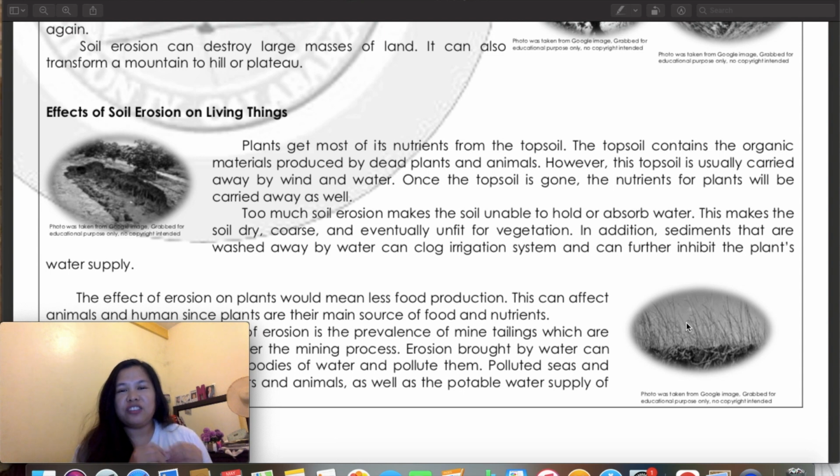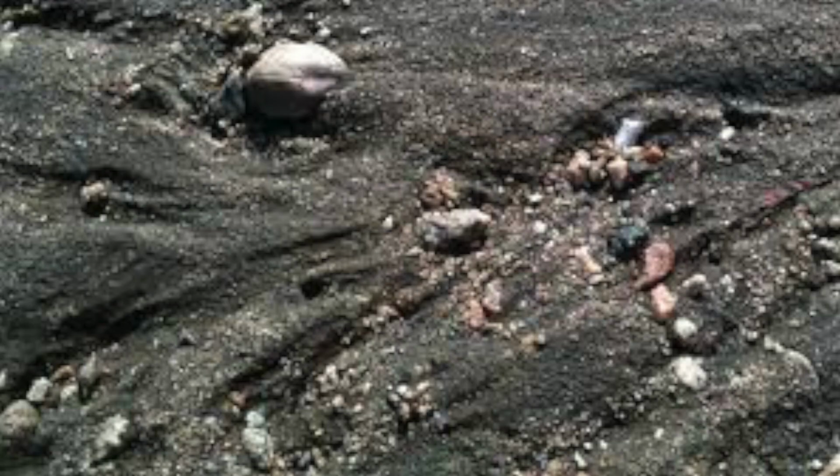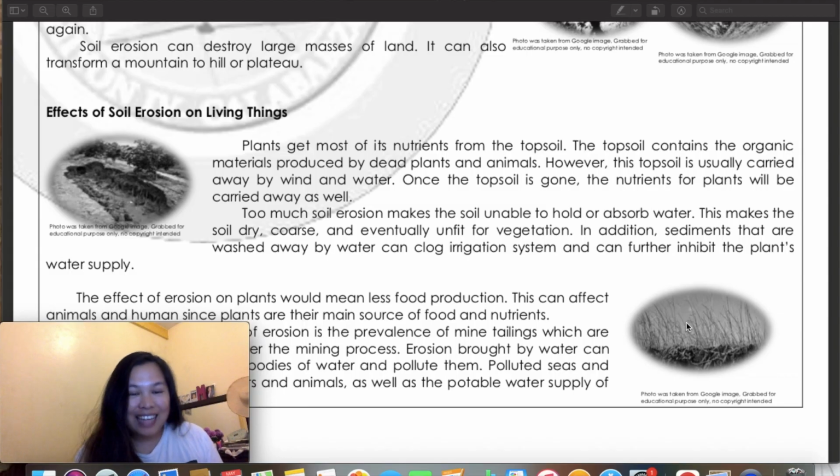Okay, so too much soil erosion makes the soil unable to hold and absorb water. So this makes the soil dry, coarse, and even unfit for vegetation. In addition, sediments that are washed away by water can clog irrigation systems and further inhibit the plant's water supply. You notice, guys, especially when the rain is very strong, in our canals there are sediments, the blackish soil. That is one example of what is carried by floodwater, by rainwater.